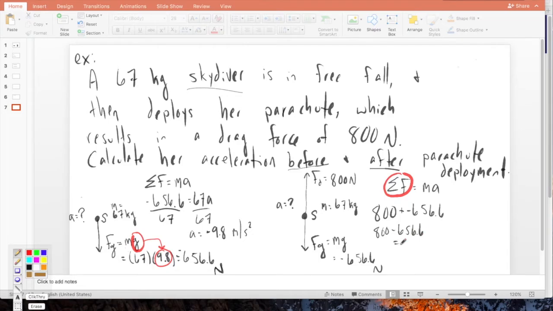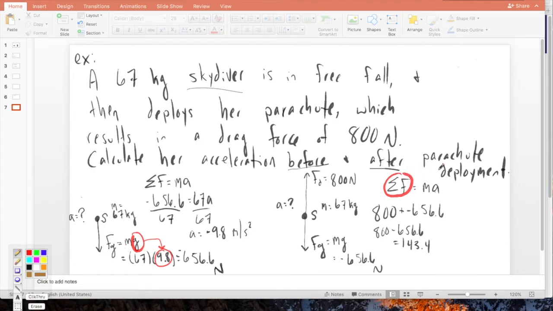656.6. And I am trying to solve for this a value, so I need to collapse this left side of the equation into just one number. So that's what I'm going to do right here. 800 minus 656.6 is going to be 143.4. Is that my acceleration? No, that's the size of the net overall force.